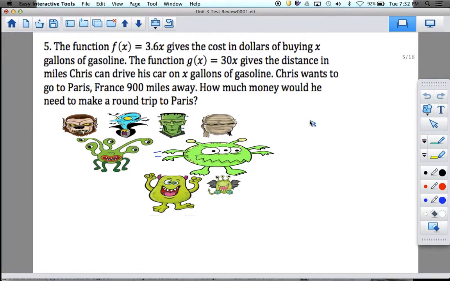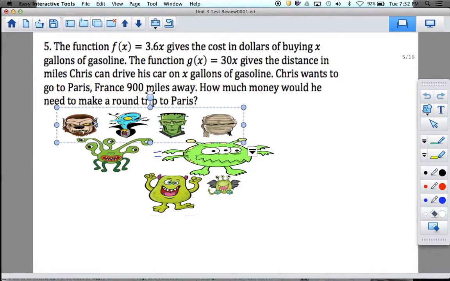Now let's look at this example. This is an application problem that's going to be very similar to one that you're going to see on your test. Okay, let's see. So you have the function f of x equals 3.6 times x, and it gives the cost in dollars of buying x gallons of gas. The function g of x equals 30 times x gives the distance in miles Chris can drive his car in x gallons of gas. Chris wants to go to Paris, France, 900 miles away. How much money would he need to make a round trip to Paris?